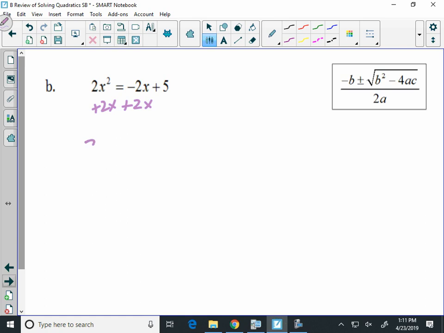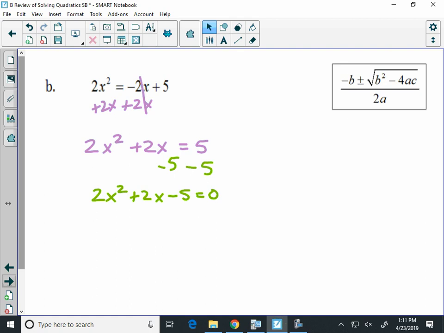So I'm going to add that 2x over. Again, there's not a like term, so it just stays 2x at the end. Cancel it out. Then I'm going to move the 5 over. So I get 2x squared plus 2x minus 5 equals 0. Okay. So then we're going to do just like we did on the last one.